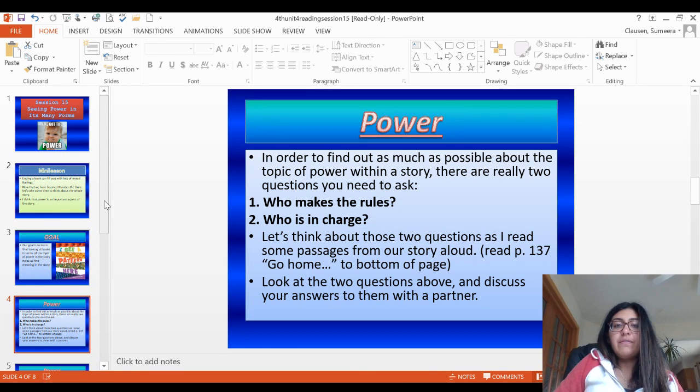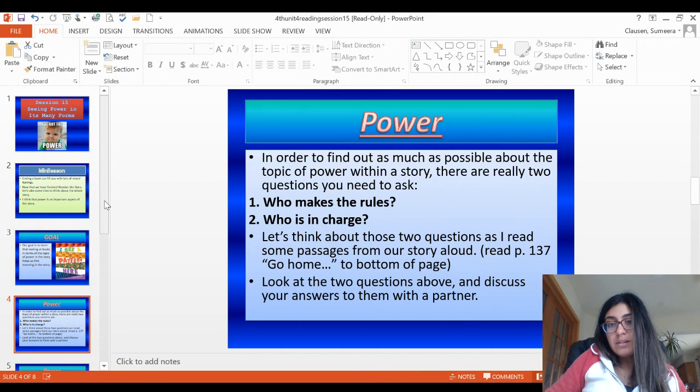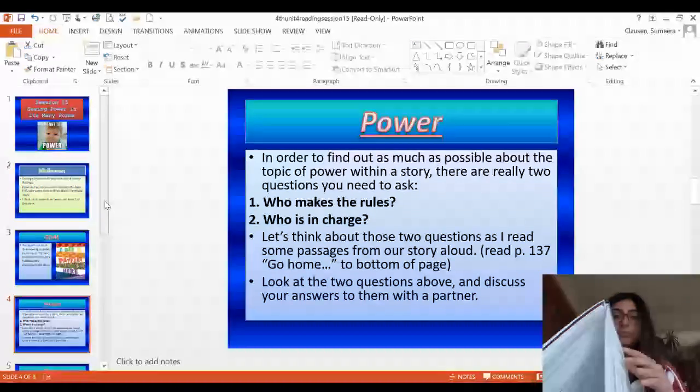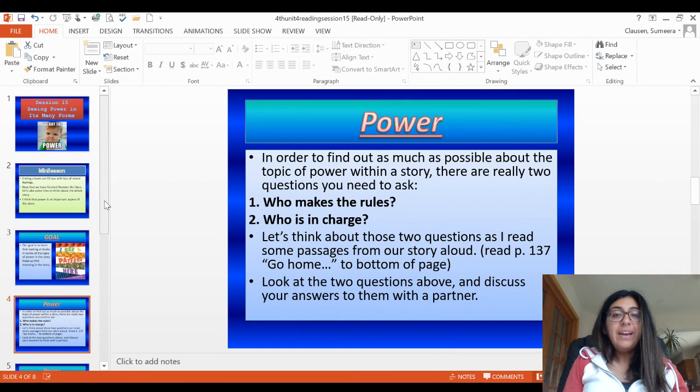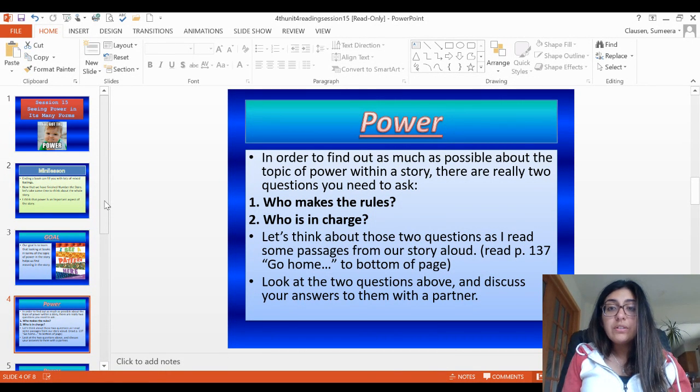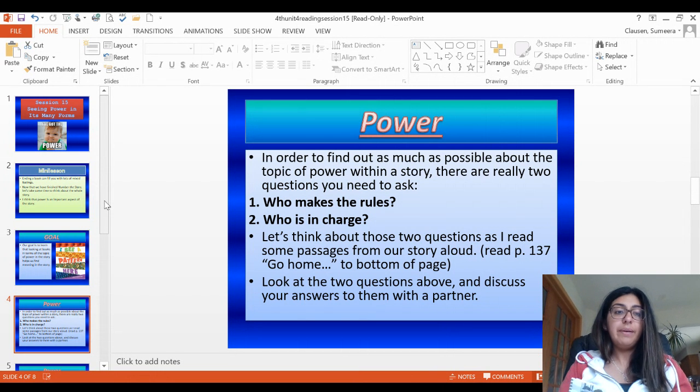So I want you to think of who's making the rules and who is in charge. So you can pause the lesson to write that down or share who you think is in charge. So you may have thought of different things. You may have thought of the German soldiers. You may have thought of the Nazis being in charge during this time. And that's basically who was making the rules at this time.